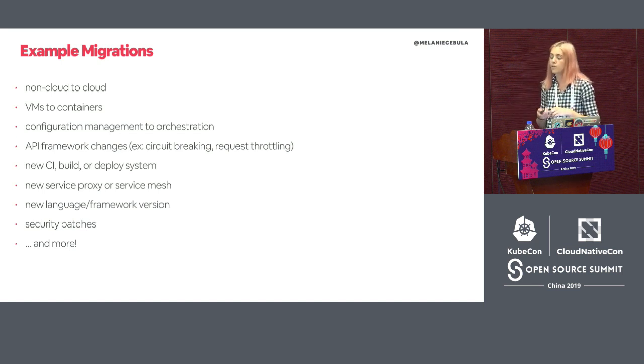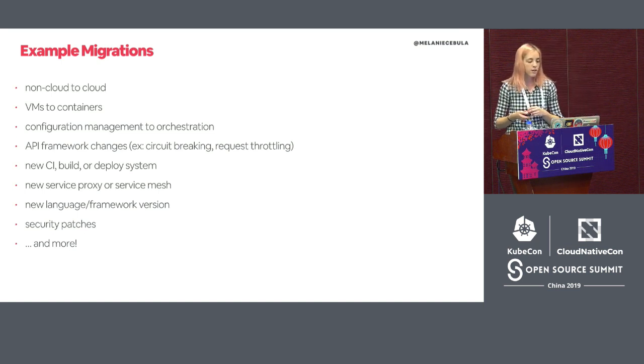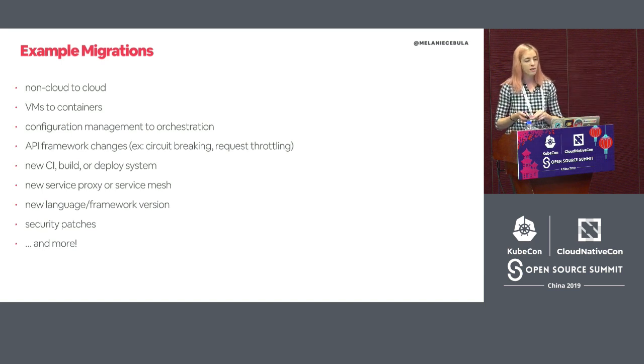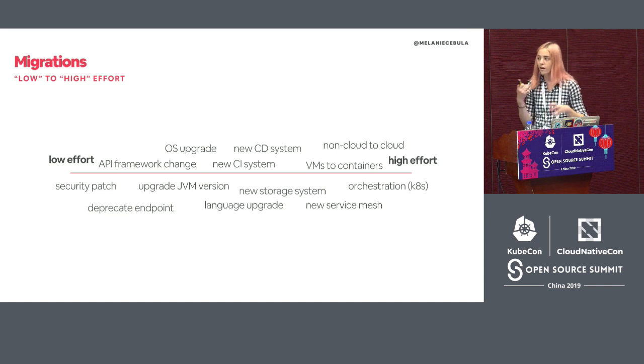Non-cloud to cloud, VMs to containers, configuration management to orchestration, API framework changes, like if you want to introduce circuit breaking or request throttling, replacing entire systems, like we've replaced CI systems, build systems, deploy systems, having a new service proxy or service mesh, a new language framework version, so like a JVM upgrade, security patches, and more. So that's an example list of migrations. It kind of goes on.